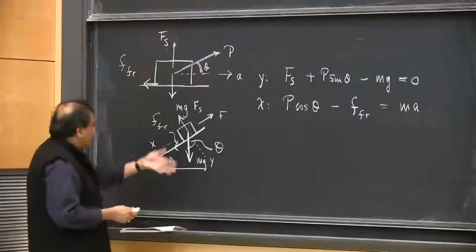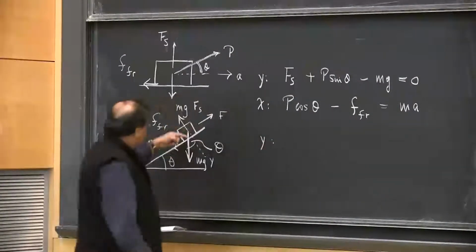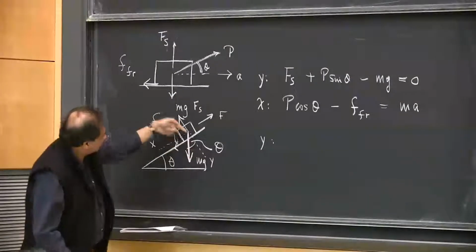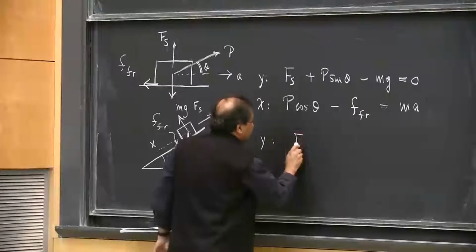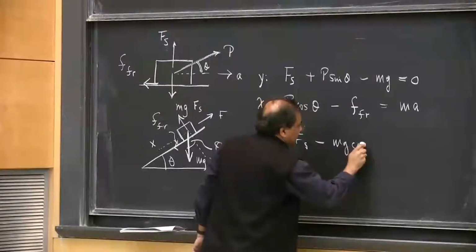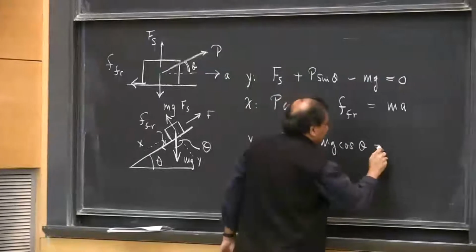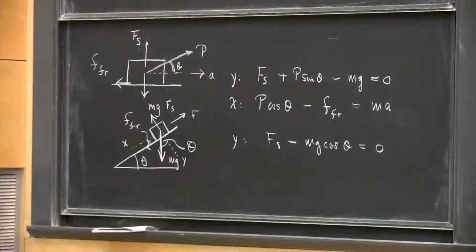So let's see if we can now set things up. As far as the y-axis is concerned, this one would be mg cosine of theta, and I'll have an Fs going upward. So I should be able to write Fs minus mg cosine of theta is equal to 0, because there is no acceleration along the y-axis.